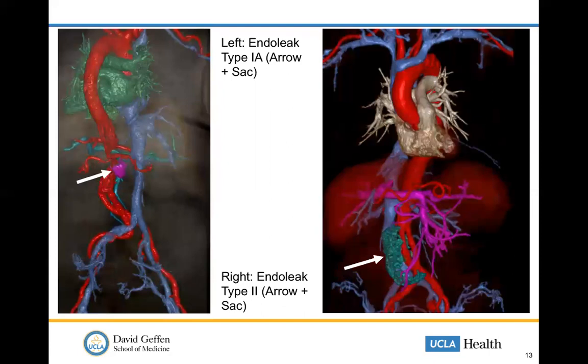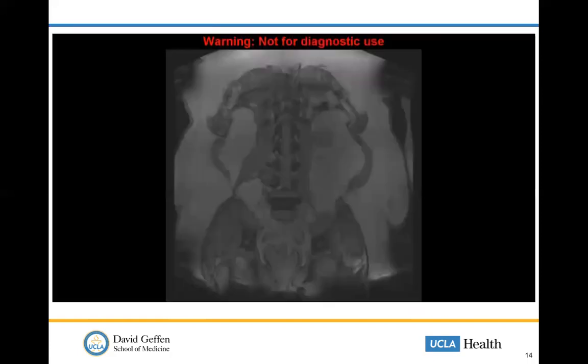These are color volume rendered images processed on Vitrea with all the vessels visualized, systemic arteries in red, venous in blue. You can also see the pulmonary vessels and portal venous system. Each vascular bed can be segmented and removed in the processing software. And here we see arrows pointing to the type 1A leak in purple and the type 2 leak in green.